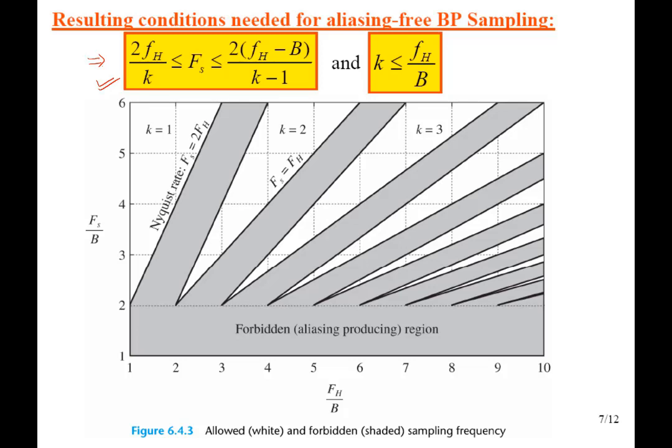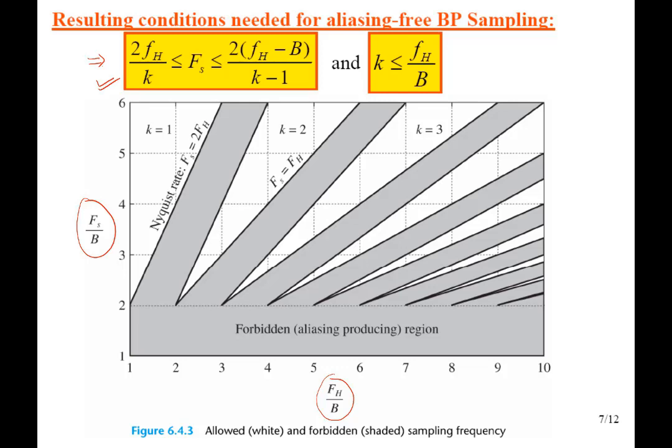And this plot has two axes. On the x-axis we plot fh over b, and on the y-axis we plot fs over b. It has got multiple straight lines and two kinds of regions. The gray regions are called forbidden regions. It means they are the regions where aliasing occurs, and the white regions are aliasing free regions.